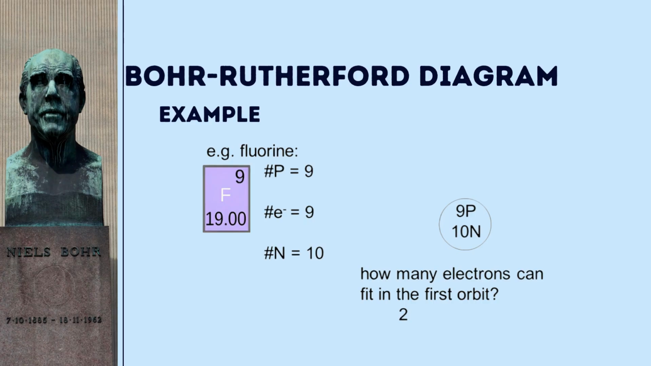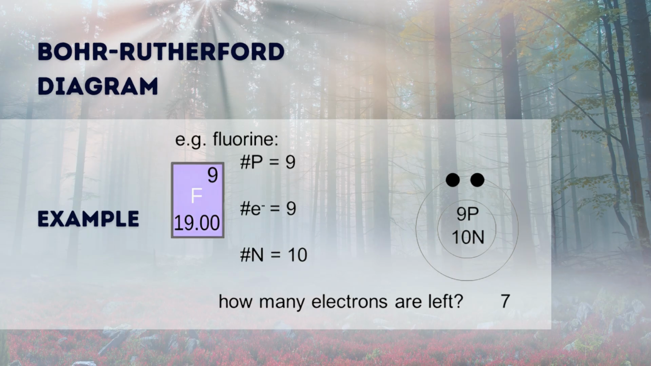Within the nucleus, we would write the number of protons. In this example, we have 9, and the number of neutrons. In this example, we have 10. Great, so now we have our nucleus. Before moving on, can you remember how many electrons can fit in the first orbit? The answer is 2.